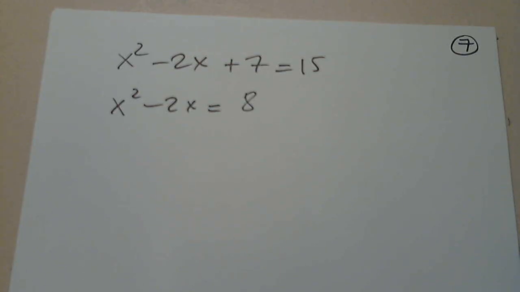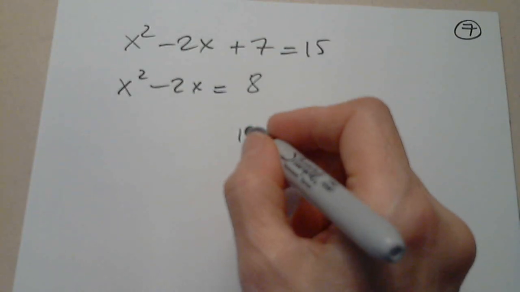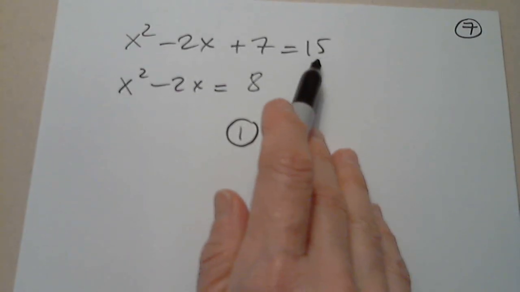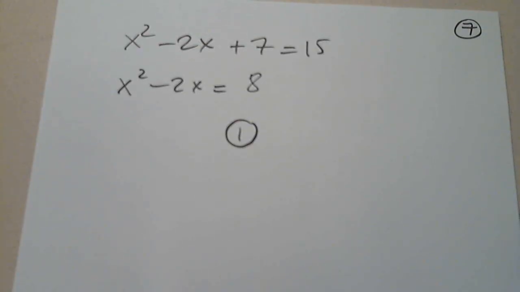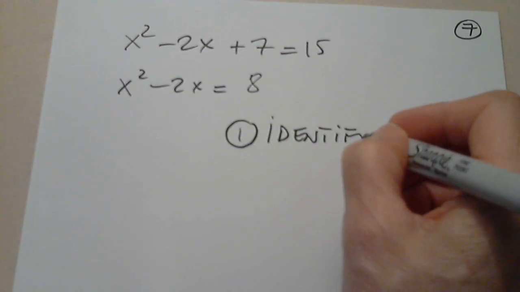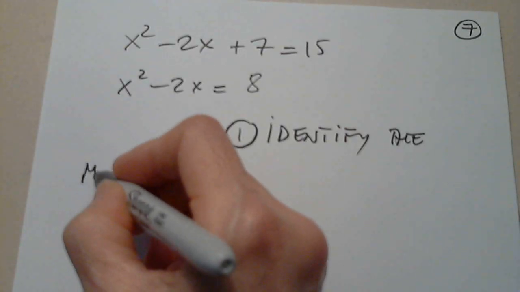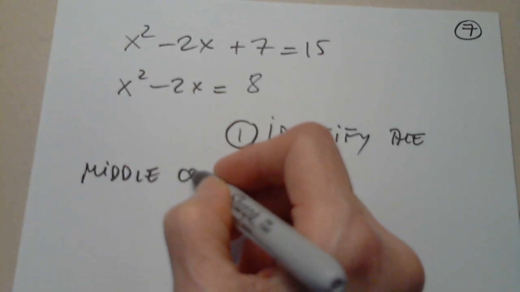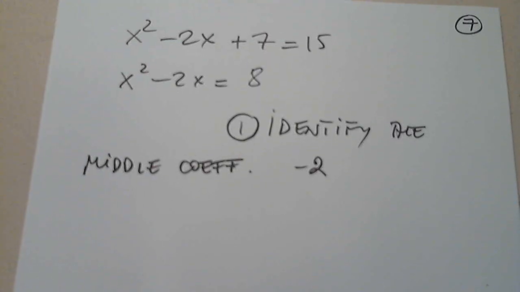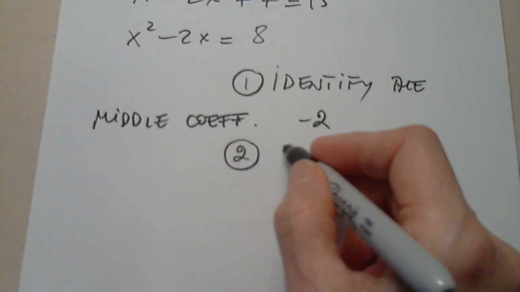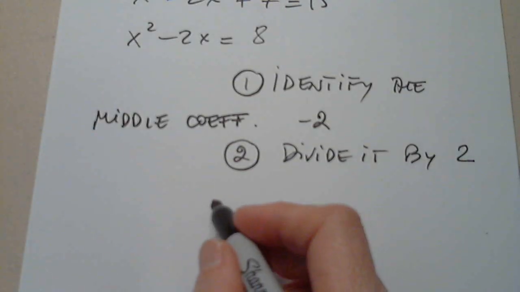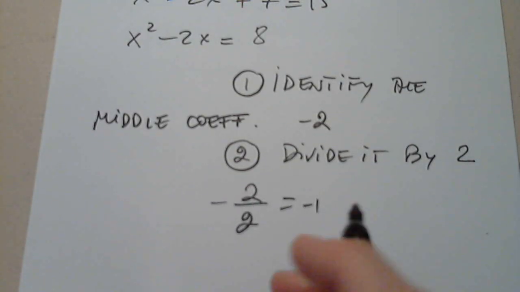And now here is the procedure. In step 1, make sure that everything is in descending order. We always do that. That's a must from the very beginning. First, identify the middle coefficient. It's -2. In step number 2, I will divide it by 2. Okay, -2 divided by 2 is -1.